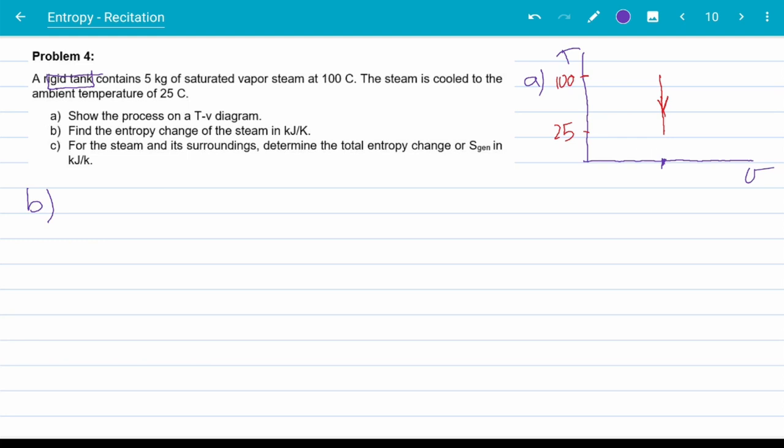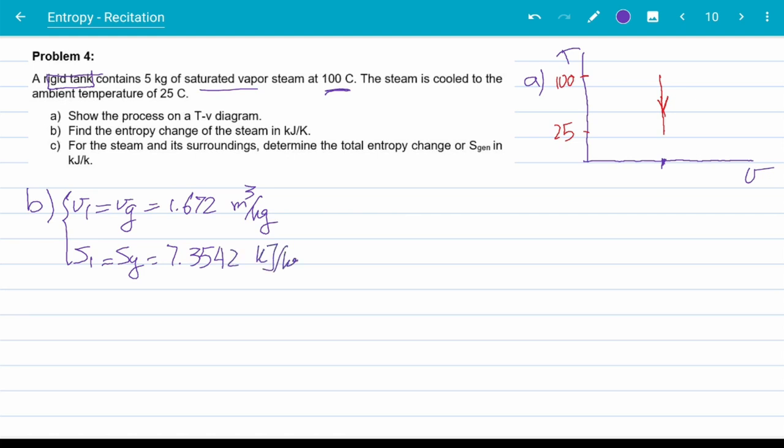So let's first see what we have at state 1 and state 2. At state 1, we know that we are dealing with saturated vapor, right? So specific volume 1 is equal to specific volume of saturated vapor at 100 degrees Celsius, which is 1.672 meters cubed per kilogram. We also know the entropy. S1 is s_g at the same temperature, which is from the tables 7.3542 kilojoules per kilogram Kelvin.